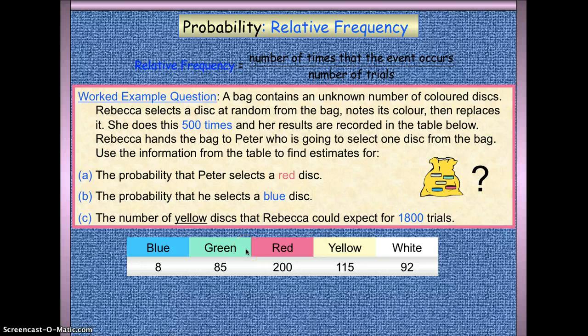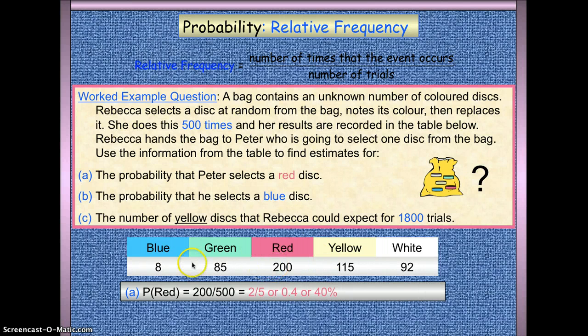So how do we do it? We will find the relative frequency of red. The number of trials is 500. So 200 out of 500 is 2/5 or 0.4, which is 40%. So the probability that Peter will select a red disc is 40%.